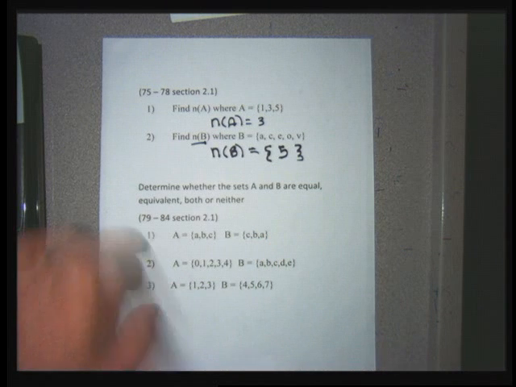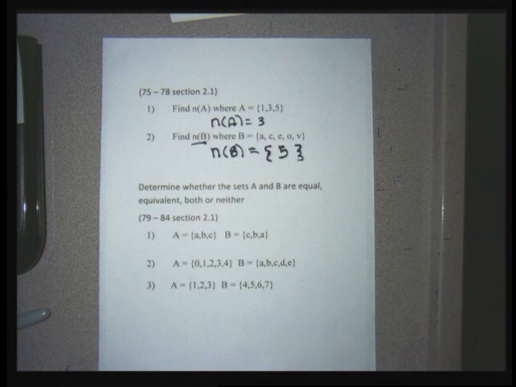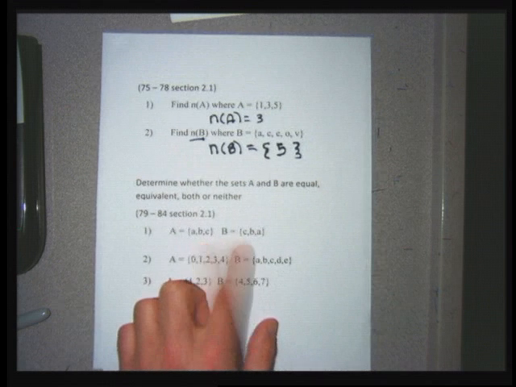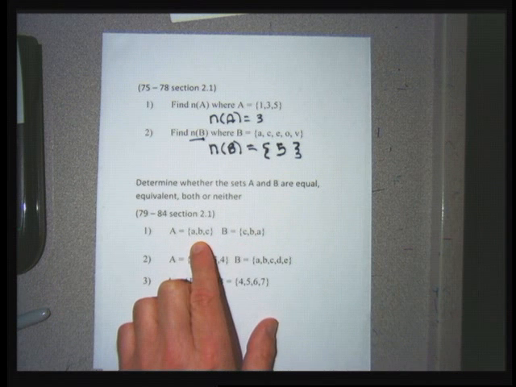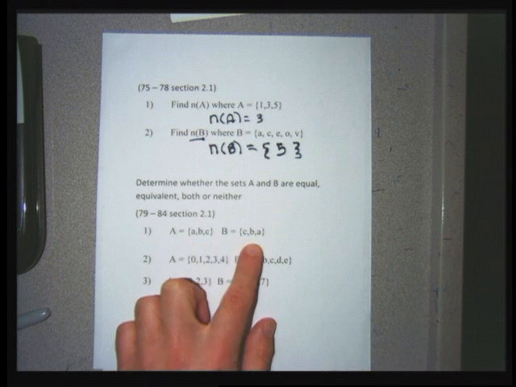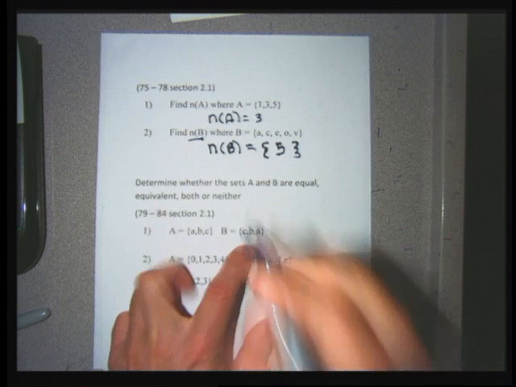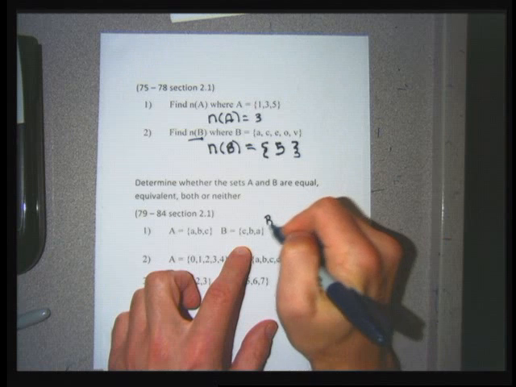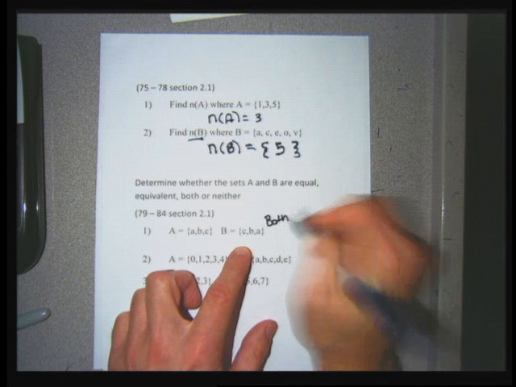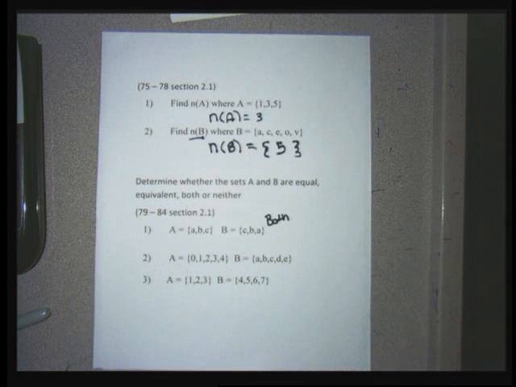These last 3 problems are using the words equivalent or equal, both, and neither. So if I look at the sets described in this problem 1, they're equal because they both have exactly the same letters. They're equivalent because they both have 3. So these are both equivalent and equal. So I'm going to write both for what these are.